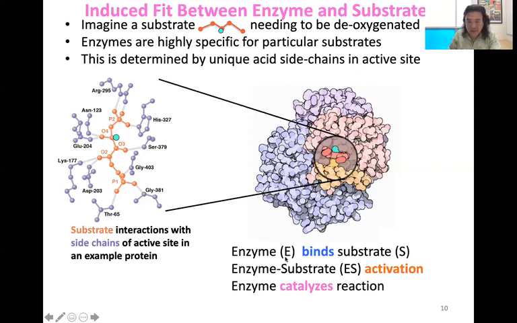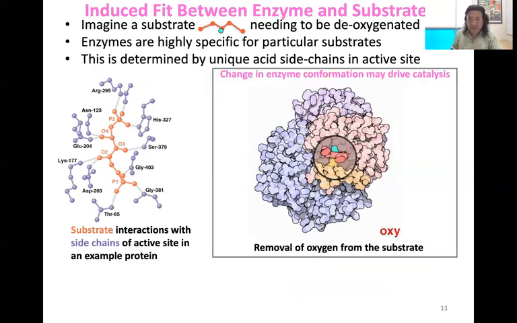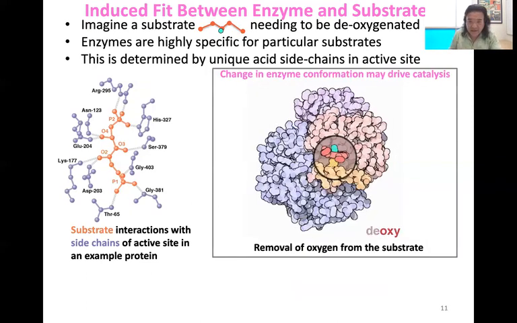So the enzyme, which is capital E, binds the substrate, capital S, right? And you have this temporary state where you have an ES, where they are together, and now you're activating the function of the enzyme, and the enzyme is then going to catalyze the reaction, releasing some sort of product. We can look at this in an animation here.